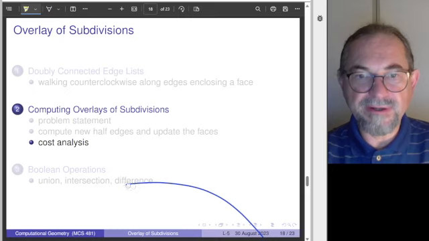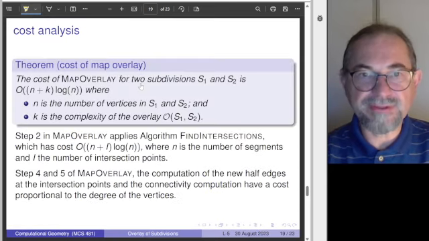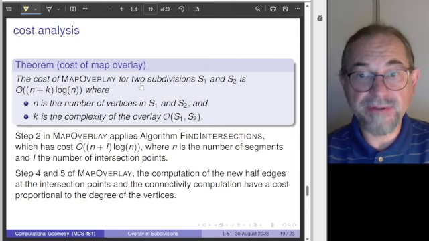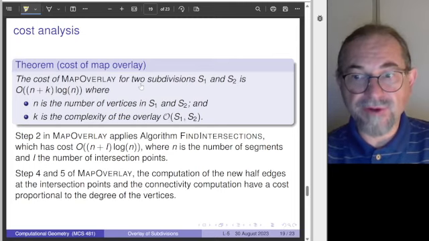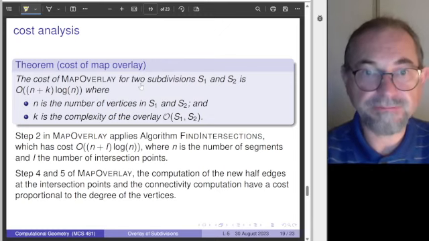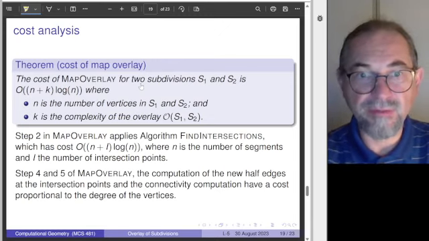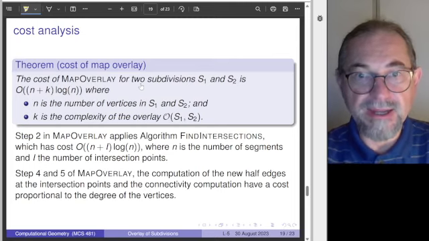So let me now come to the cost analysis. So here is essentially the main theorem. I'm running rather fast on this. The map overlay of two subdivisions. So we have the input, which is the number of vertices now, and we have the complexity of the overlay.